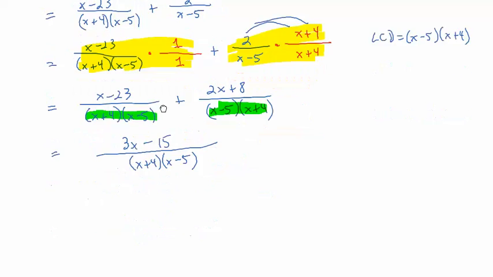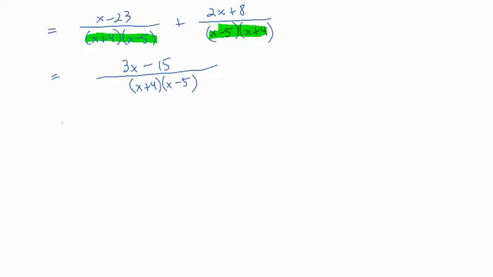Finally, I need to try to reduce this fraction by canceling, and in order to cancel, I need to create multiplication on the top. I do that by factoring out a 3. And now we can see that I do have a common factor of x minus 5 that will cancel, leaving me with my final answer of 3 over x plus 4.